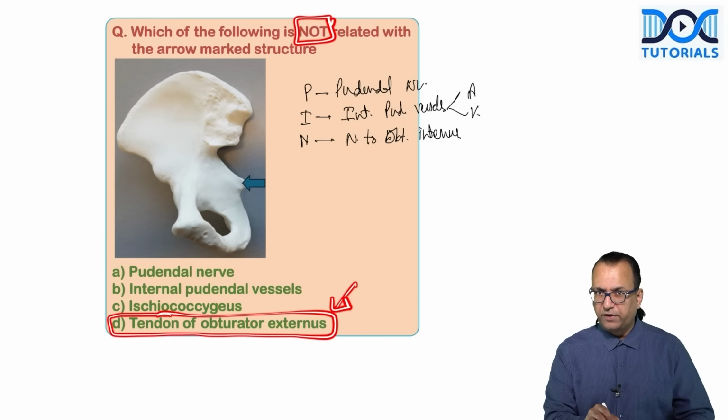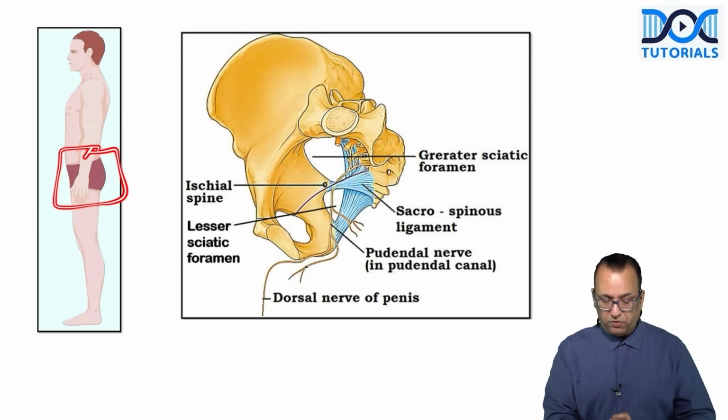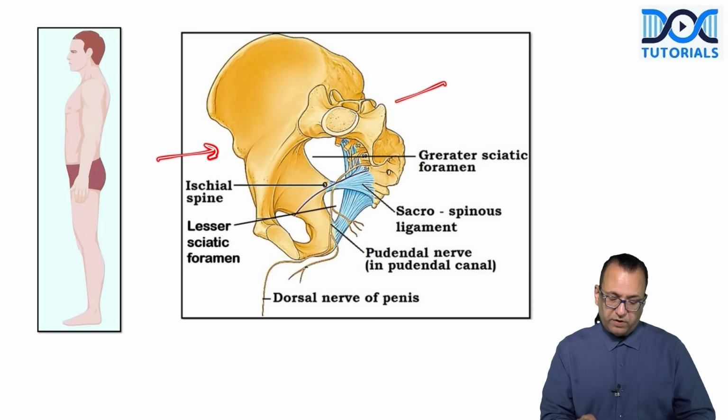Let us look at some more details. As you see, we are looking from the medial view of the right hip bone, like we have taken a sagittal section, removed the left part of the body, and are looking at the right part of the body from medial view. So right hip bone and the sacrum is here.